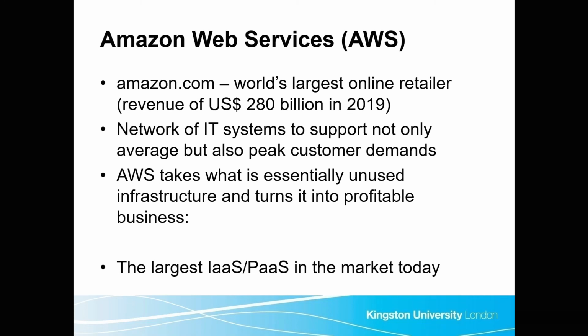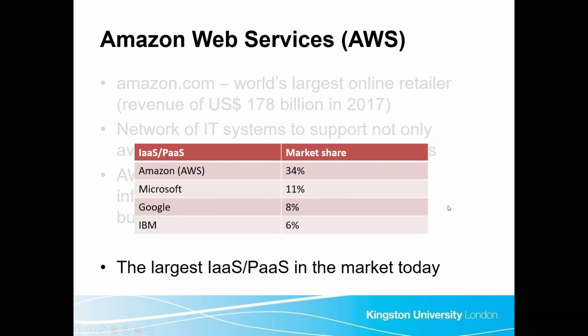The clients of AWS include NASA and Netflix, and the revenue just from AWS was $35 billion US, so it's quite a considerable part of the total Amazon business. Here you can see the market share in terms of infrastructure and platform as a service, which clearly shows that Amazon AWS currently has the biggest market share.